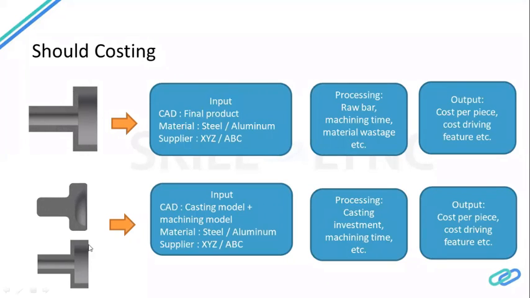Similarly, in the casting example, you have to give the casting model as well as the machining model. Basically the same process happens and you get the cost per piece of the part, cost driving features, and so on.